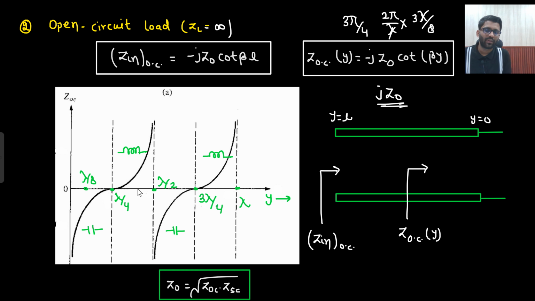So at different points you can check, and in the examination you will be able to tell what kind of nature you will see depending on your load. If your load is open circuited, then at a distance of 3 lambda by 8 from the load, what will be the nature of your transmission line? You will say inductive nature. How will you say that? The distance from load is 3 lambda by 8, so cot of 2 pi by lambda into 3 lambda by 8, then you will see the value. You are getting j Z naught, that means it is inductive nature. So for that you need to remember this formula.